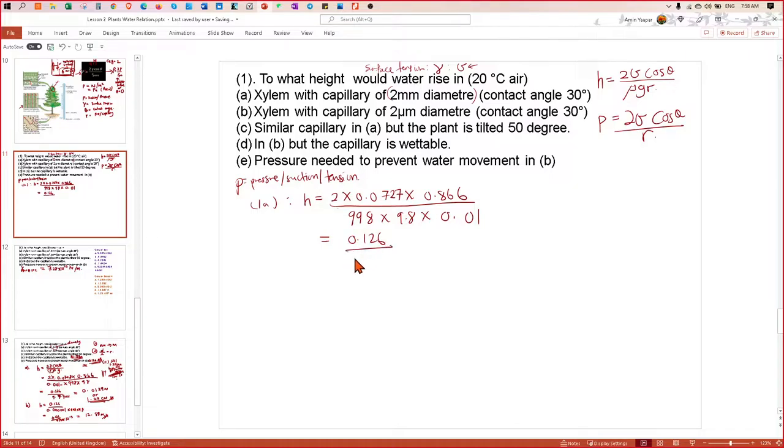And if you calculate that, it should be 1.26 by 0.6824. Somehow it should read something like 0.013 meter. Did you get that? Yes. Okay, that's good. Or 1.3 centimeter. So that's not very tall. Only 1.3 centimeter.